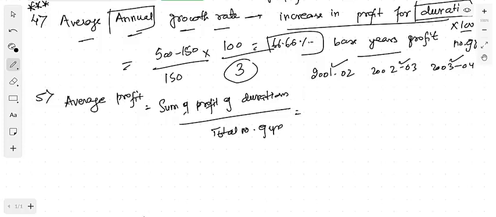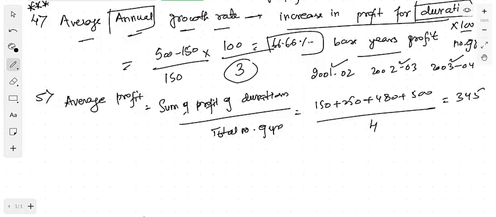Here the sum will be 150 plus 250 plus 480 plus 500, and total number of years here will be 4. So our answer will be 345. Here number of years is 4. Why? Because we are talking about each and every single year. For average profit, and for average annual growth rate we'll be talking about durations. So this is the difference, and just keep this in mind, and this is the only important and tricky one from the graphs.